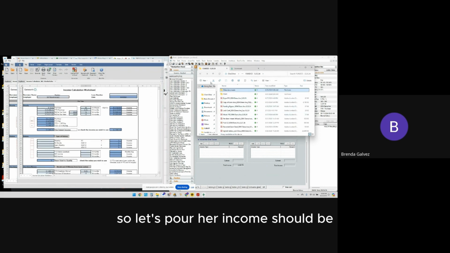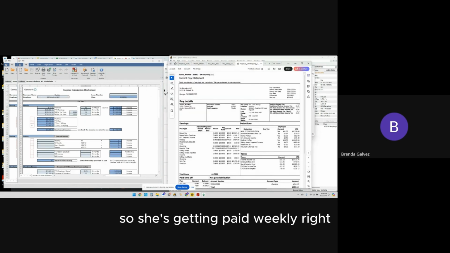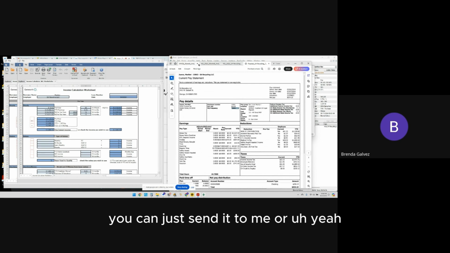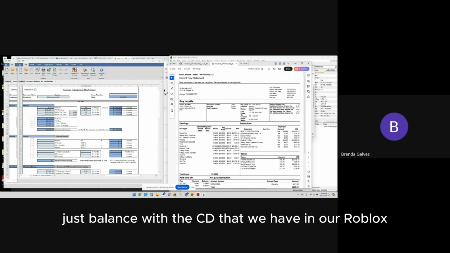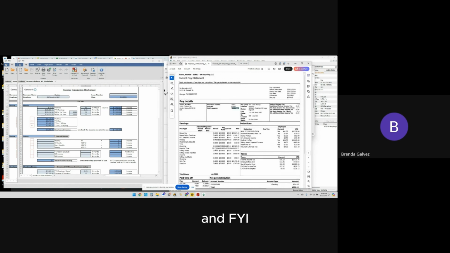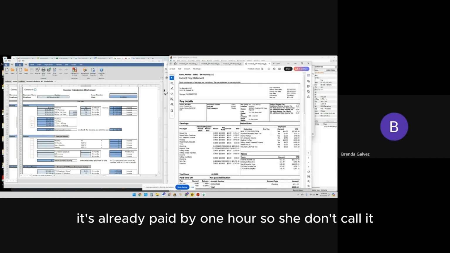So let's pull her income. She's getting paid weekly, right? So let me go ahead and close all these here. Yeah, you can just send me the balance CD, so I can balance it with the CD that we have in our bonus. And FYI, the third fee is QC, it's already paid by the borrower, so she doesn't collect it.